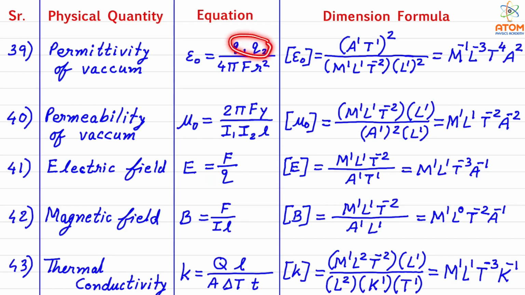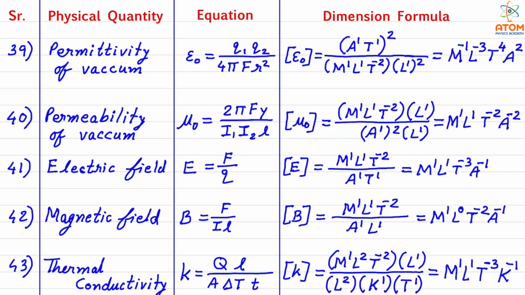See, Q1 Q2 both are charge, and for charge the dimension formula is A1 T1, and because both are charges, that's why it is having square now. 4 pi is having no dimension formula. For force you can write M1 L1 T minus 2, and for radius it is L1, but there is a square, so L1 raised to square. So the dimension formula is M raised to minus 1 L raised to minus 3 T raised to 4 A raised to square.